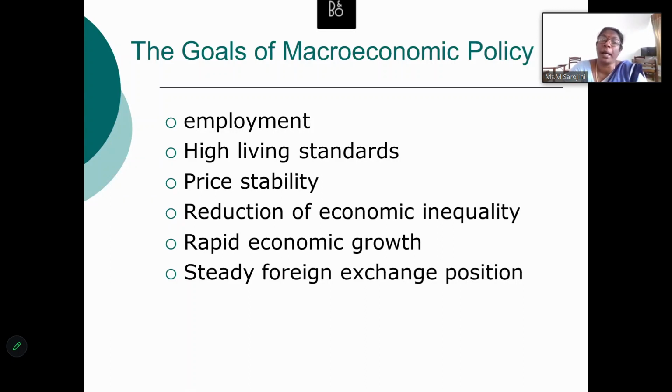On the other hand, if there is no employment, what happens? If there is no employment, what happens?